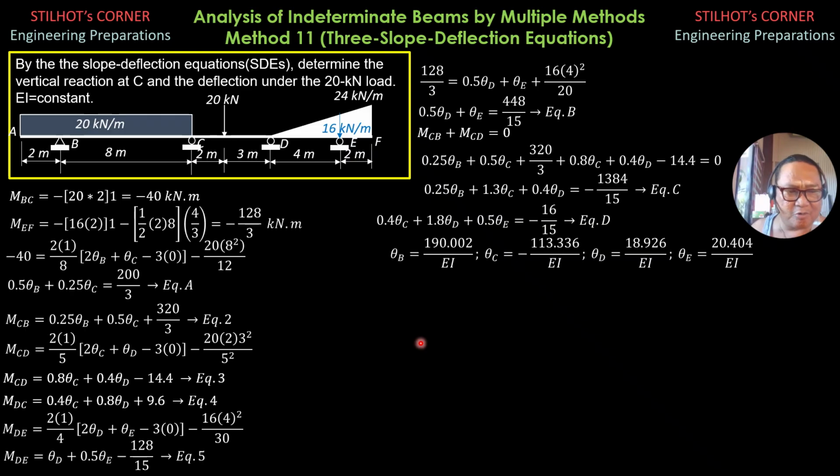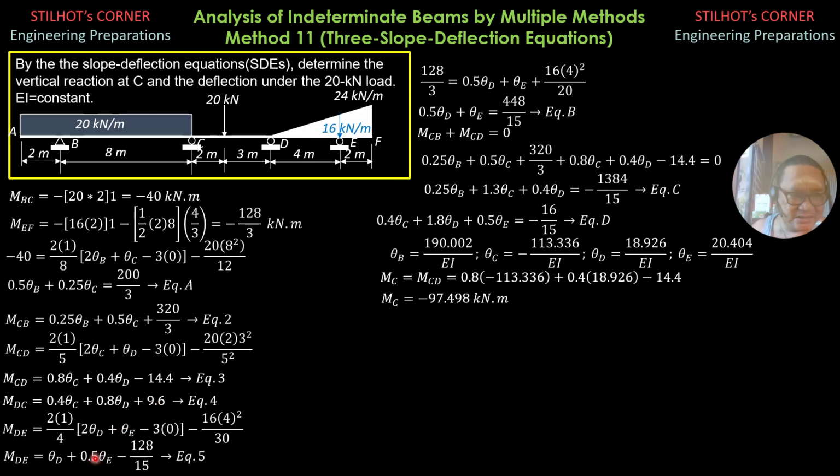From here, we can now compute moment at C, which is moment CD, and moment at D, which is moment DE. So moment at C, which is moment CD, is equal to 0.8 of negative 113.36 plus 0.4 of 18.926, then minus 14.4 from equation 3. So MC is equal to negative 97.498 kilonewton meter.